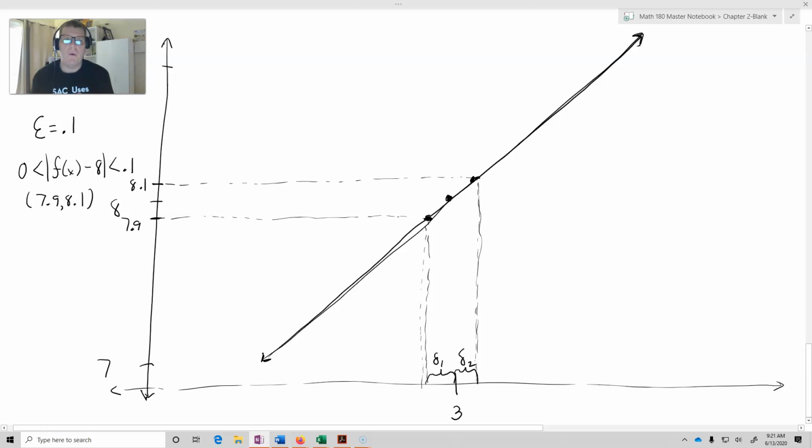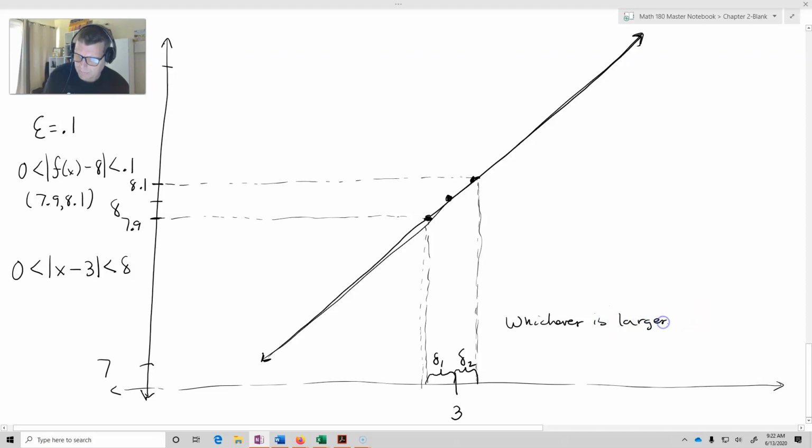And what we can see is that we can find a delta around 3. That's going to give me every value between 7.9 and 8.1. There's some region around there that's actually going to allow us to do that. And so it's going to be our delta. We're going to have 0 less than absolute value of x minus 3 is less than delta, and delta is whichever is larger, delta 1 or delta 2.